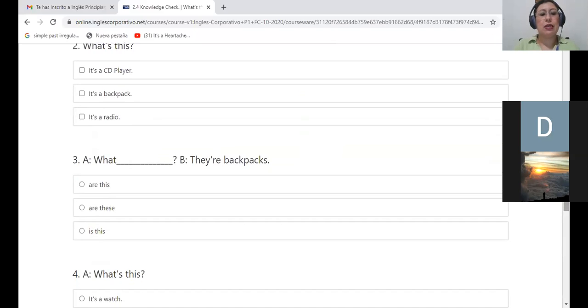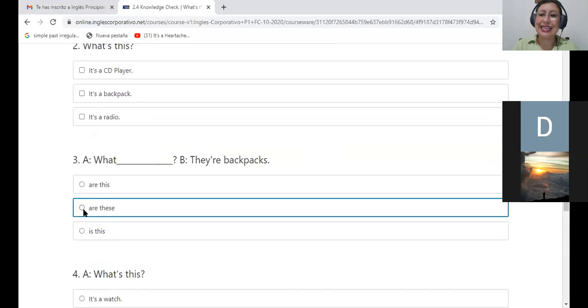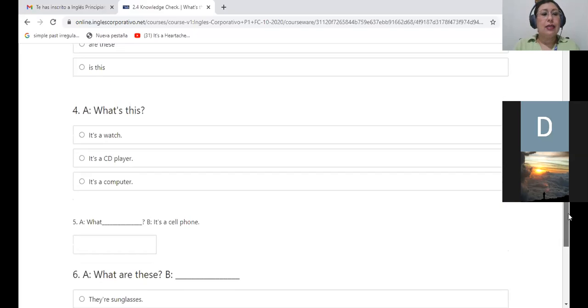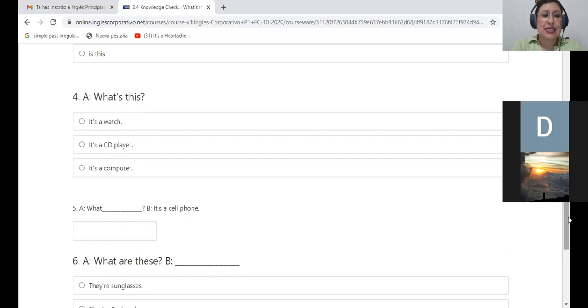Okay, number three, what are? And then it says, they are backpacks. Okay, so we are talking about plurals. So we say, what are these? What are these? Because it's plural. And the number four, what's this? This, singular. Short I, la I corta en pronunciación, ¿verdad? Para singular, this.